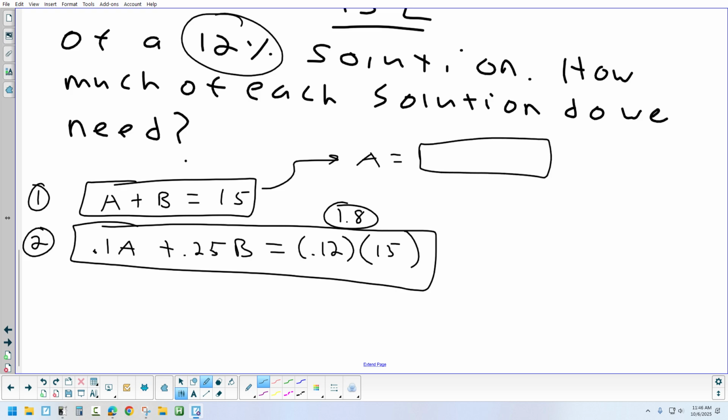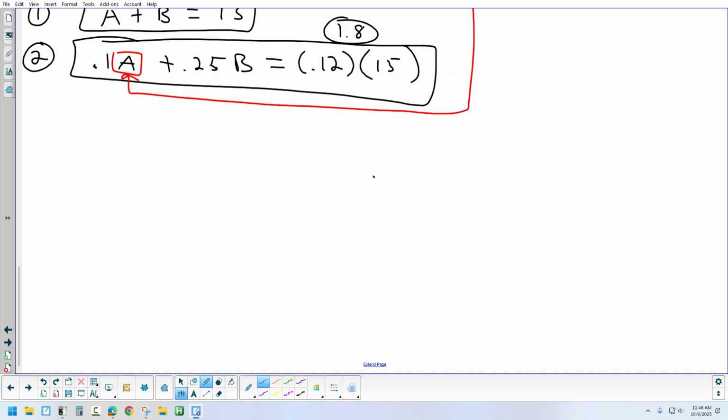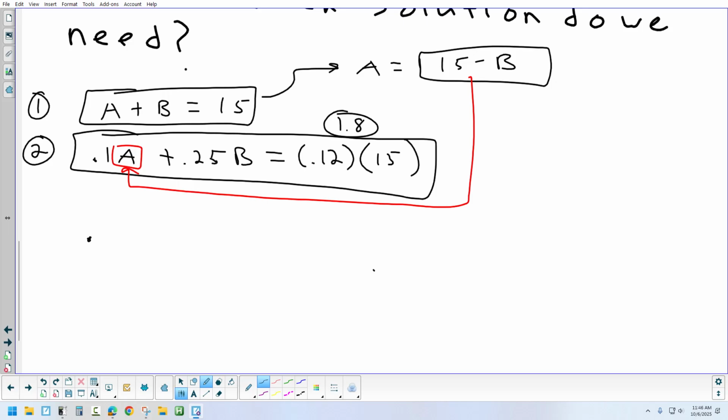So what would A equal if you got it by itself in the top one? 15 minus B. Now, what do you do with what's in that box, that 15 minus B? You plug it into the second equation, for what letter? A. Yes. I'm going to take that, and you're going to fill it in right there. Okay, let's do that and see what we get. So 0.1, make sure you put it in parentheses. A is 15 minus B.